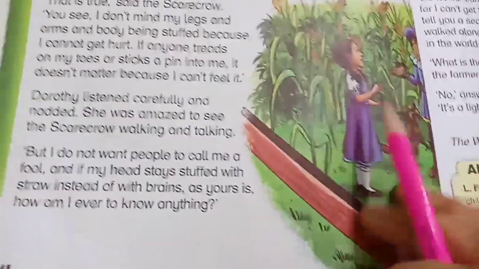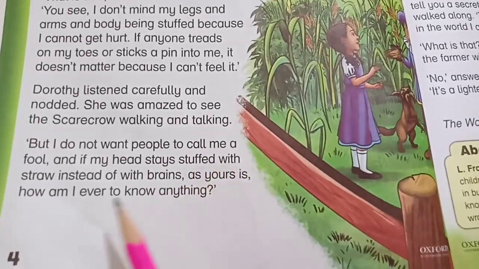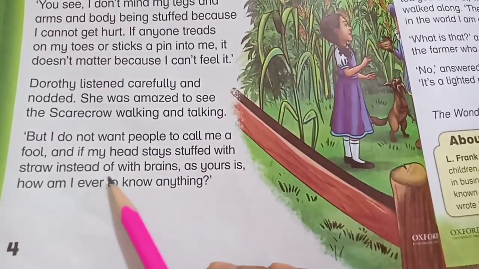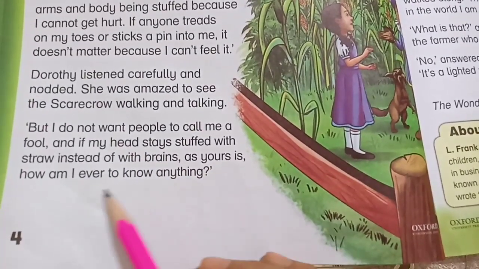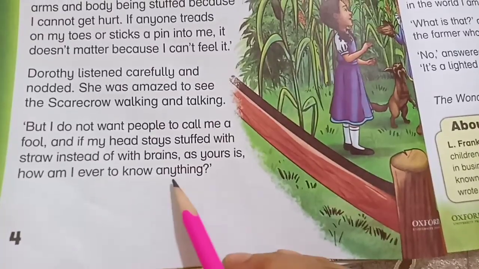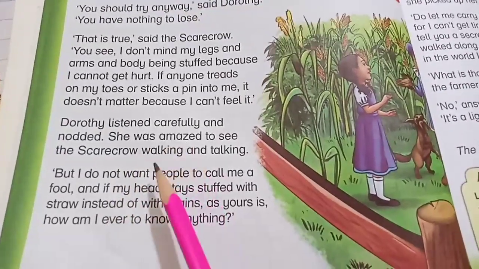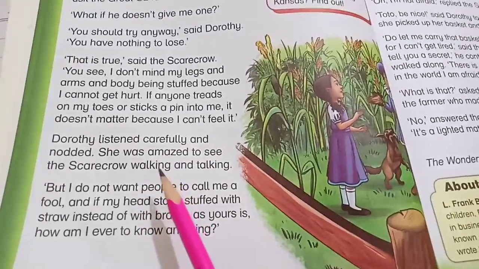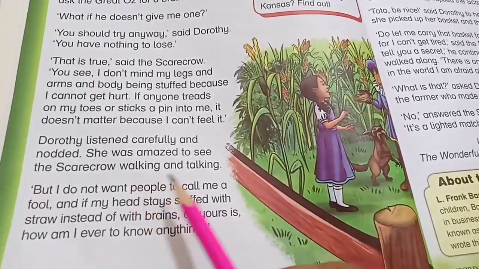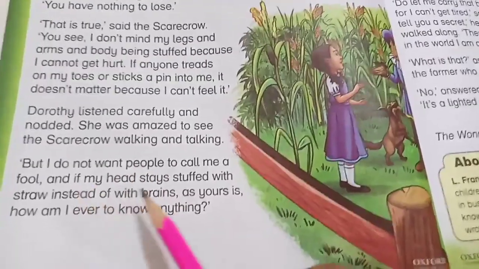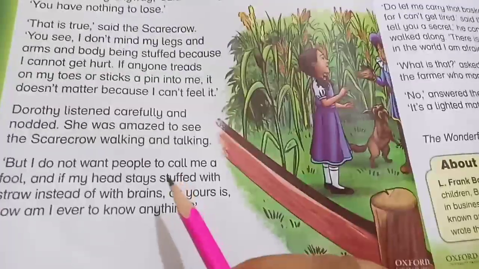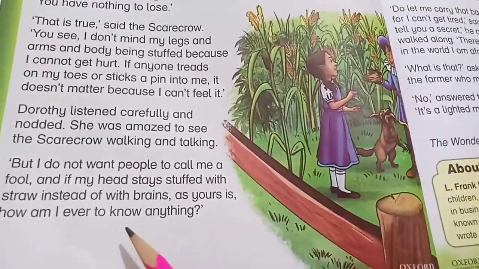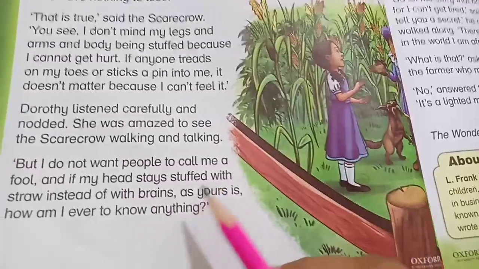But I do not want people to call me a fool. And if my head stays stuffed with straw instead of with brains, as yours is, how am I ever to know anything? Dorothy listened to everything the Scarecrow said very carefully, and she was very surprised to see the Scarecrow walking and talking. But the Scarecrow told Dorothy that if people call me a fool, it hurts me a lot, and if I had a brain, I could feel everything like you.